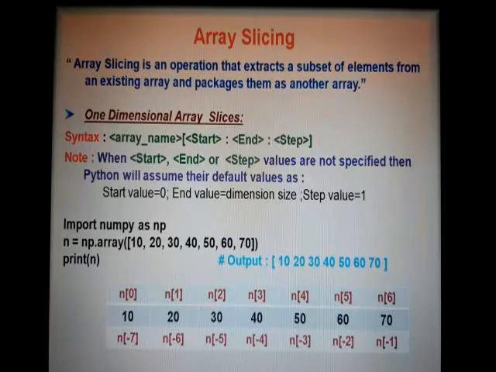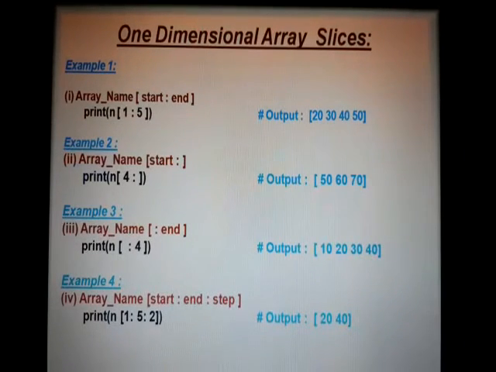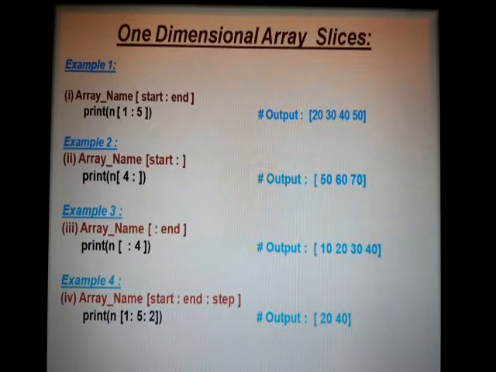Now let us consider different examples for one-dimensional array slices. Now consider example 1. In this syntax, we use only a start and end value. So the syntax is array name, then start, colon, end. In this syntax, we just omit the step value, so the step value is 1 by default.